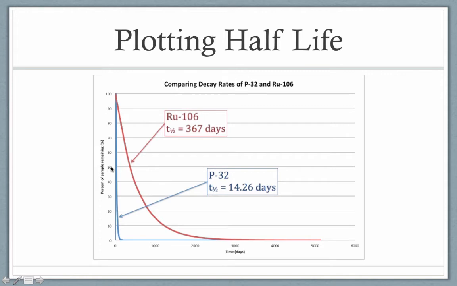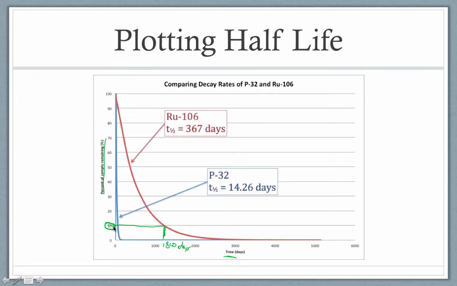Looking again at our graph, we've got time on our x-axis and we've got percent remaining on our y-axis. So for example, let's say it's a sample that's giving off 10%, which is way down here, of the radiation a fresh sample would give off. We can use the graph then to predict that if this sample were ruthenium-106, it would be about 1,300 days old.